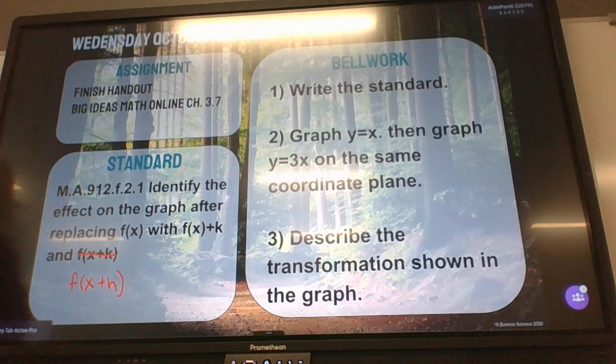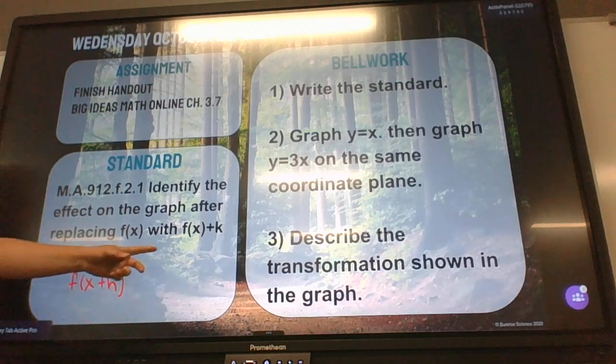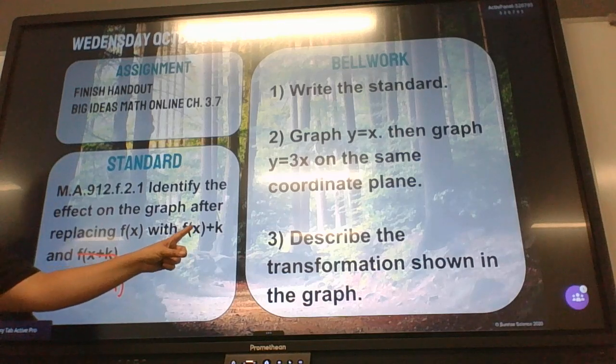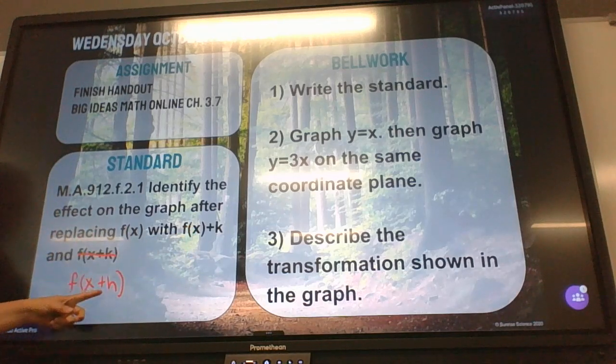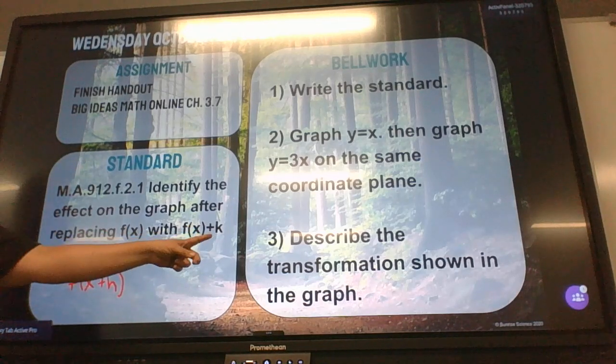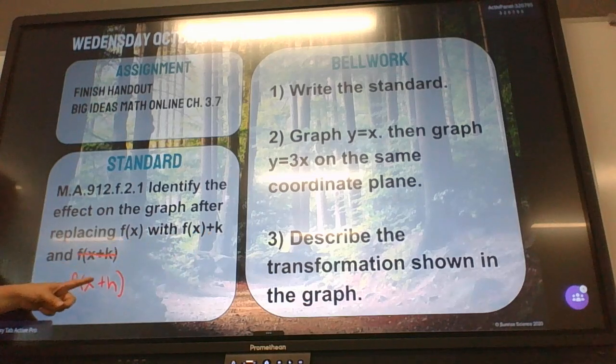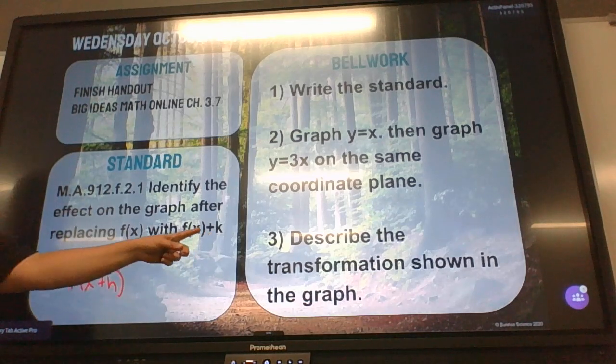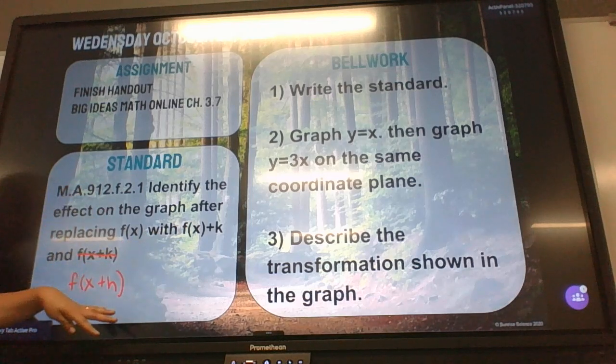Okay. So there is a big difference between adding a number after the symbol f of x and adding a number within parentheses. After will shift the graph up and down. Inside the parentheses will shift it left and right. So there is a difference between these two things in this formal definition.